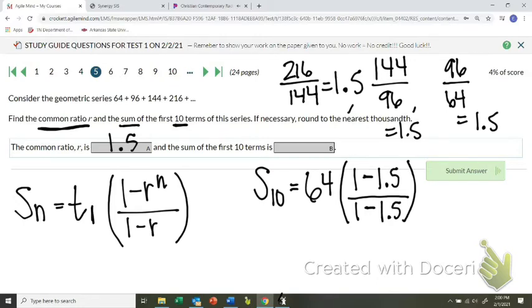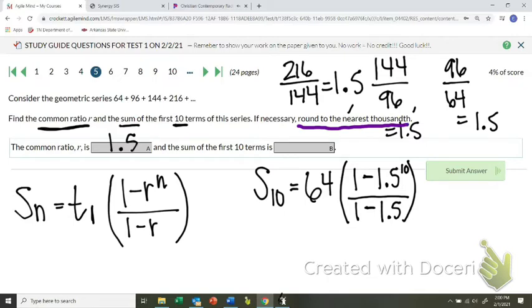Now, I'm missing one thing on my equation. On the right, what am I missing? I'm missing the n. So that 1.5 in the numerator needs to be raised to the power of n, which is 10. Okay? Now, important part. If necessary, round to the nearest thousandth.